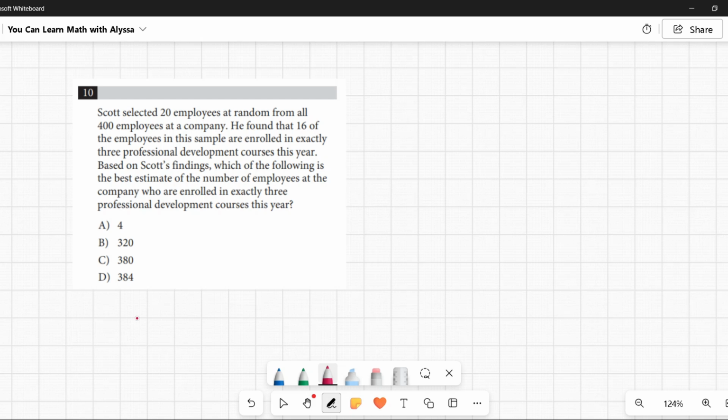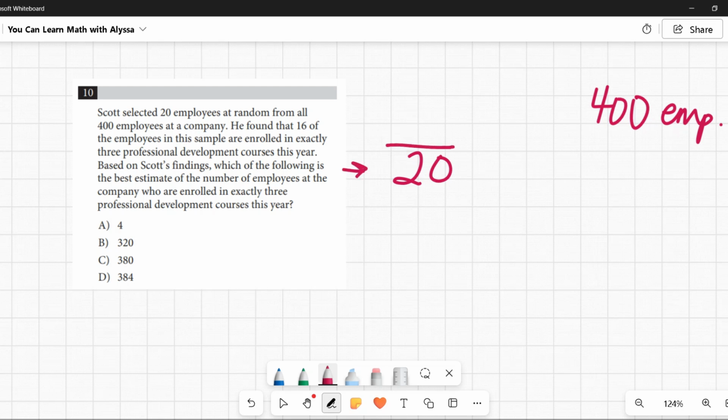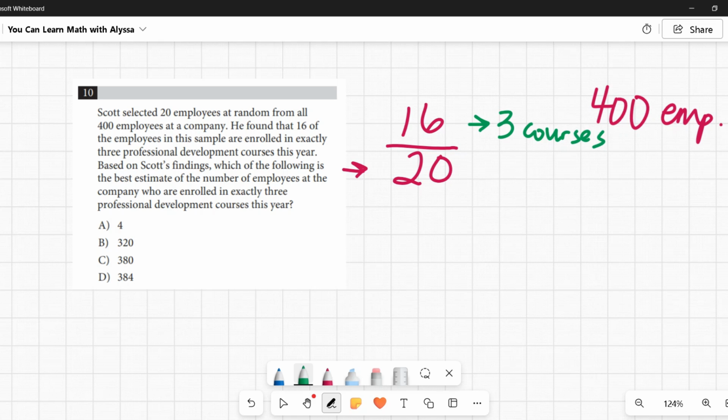Number 10. Scott selected 20 employees at random from all 400 employees at a company. Okay, so he has 400 employees and he pulled out 20 at random. He found that 16 of the employees in this sample, 20 is my sample, are enrolled in exactly 3 professional development courses this year. Based on Scott's findings, which of the following is the best estimate of the number of employees at the company who are enrolled in exactly 3 professional development courses this year?